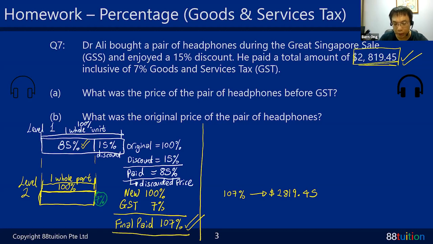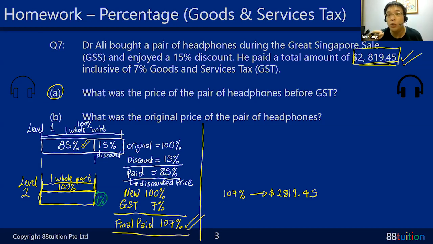So inside level 2 down here, 107% is 2819.45. You must find your 100%, or in other words, you're supposed to find the discounted price, because that's what part A is looking for. What is the price of the headphone before GST? Before GST means what? Discounted price. Sometimes they use these words to try to confuse you. So the meaning of before GST is the discounted price. You have to look at the story.